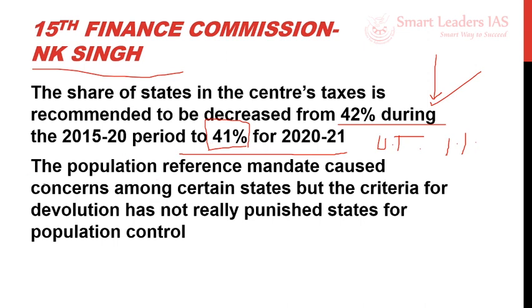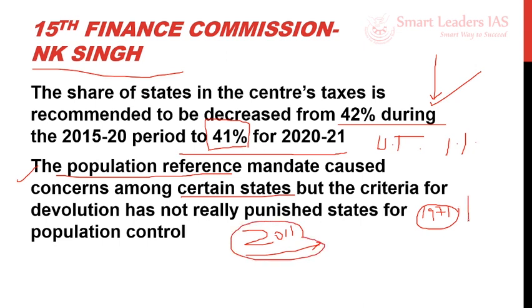One controversy is about this Finance Commission's terms of reference. I want you to study the terms of reference. Just go through the list one by one. Just a quick reading will do. One reference is the population reference. Why did it cause concern among certain states? Because it asked to use only the 2011 census, instead of the 1971 census, which means population will be given more weightage.